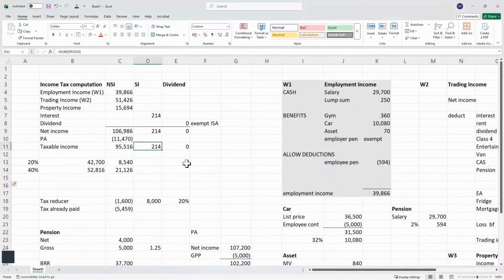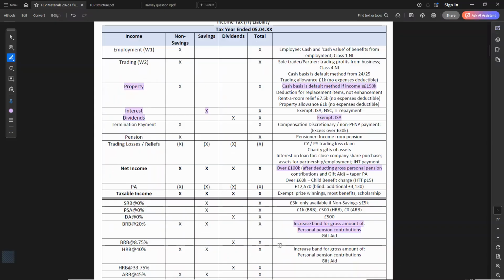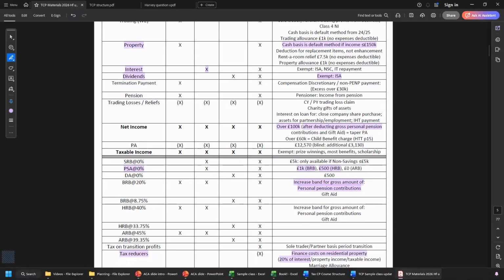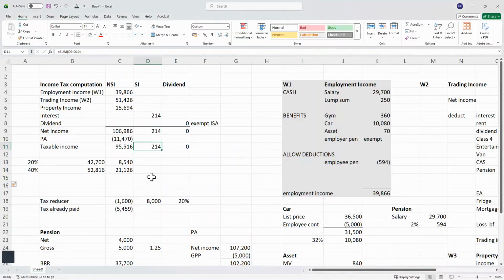We can now think about the savings income. So Harvey has savings income of £214. When we looked at the income tax liability in the class, we said that there's a personal savings allowance where amounts are taxed at 0%, and this is £1,000 for basic rate payers and £500 for higher rate payers, and then nothing for additional rate payers. We can see that Harvey is a higher rate payer, so he is entitled to £500 of interest tax-free. There will be no tax in respect of the savings income due to the personal savings allowance of £500.